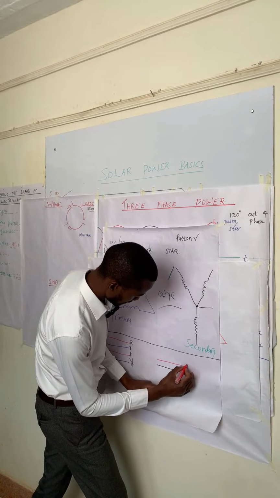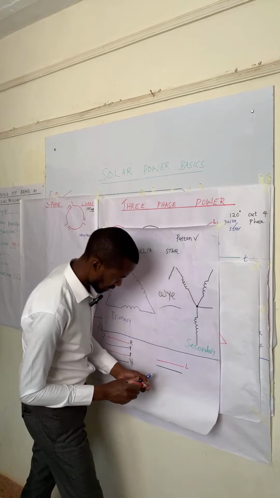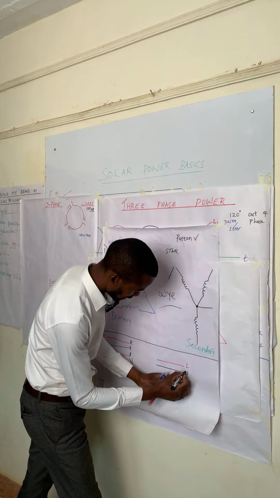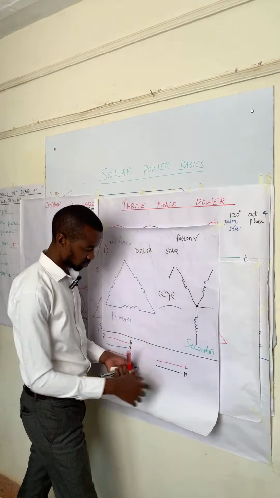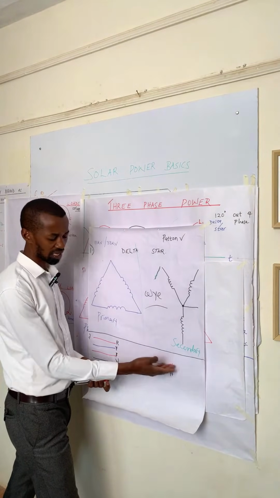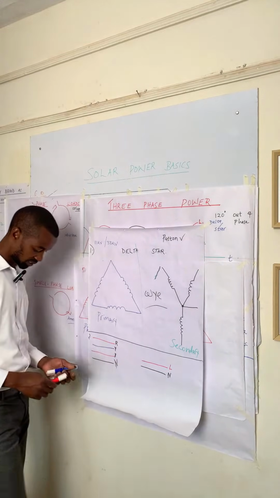This is what I learned, my top boss. So let us assume this is L and then this is N. So what we are definitely implying is that this one is the line or the phase, or live, if you may like. This is the neutral or the return.